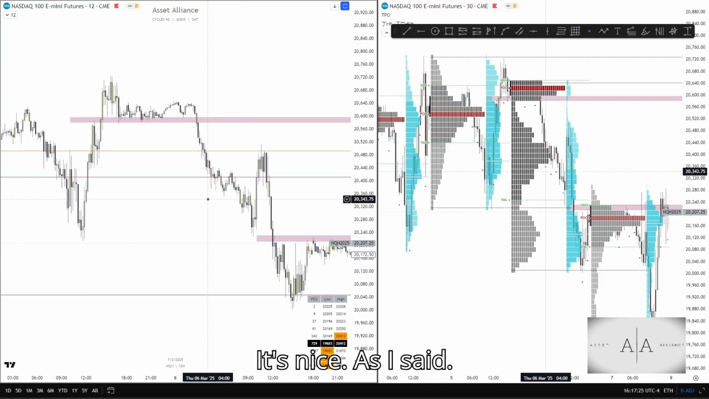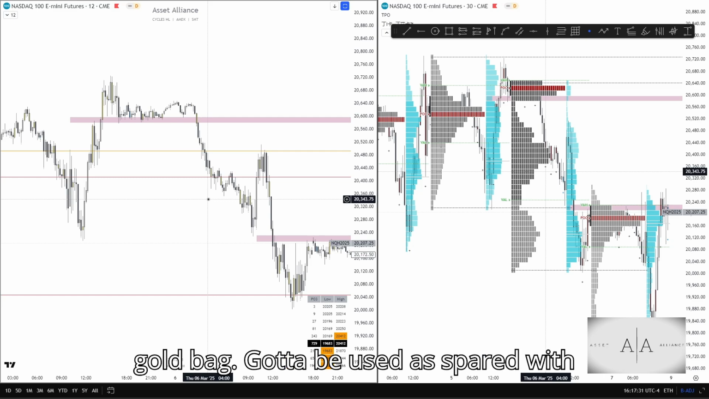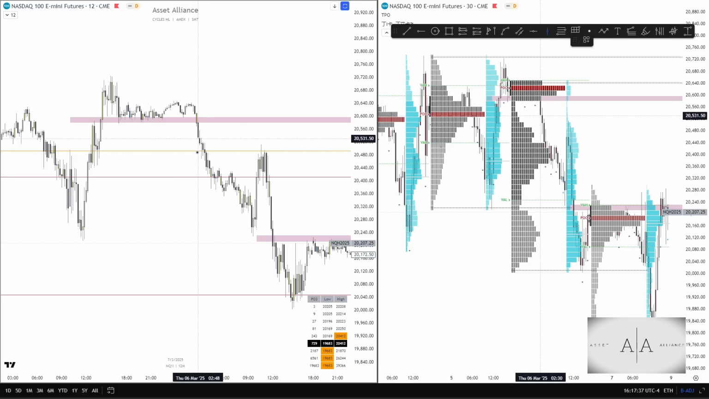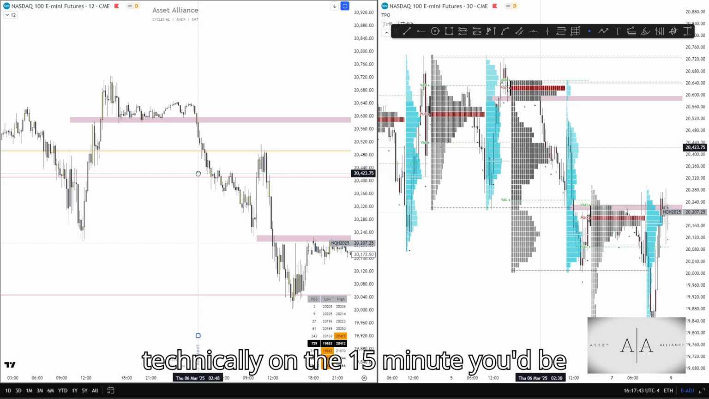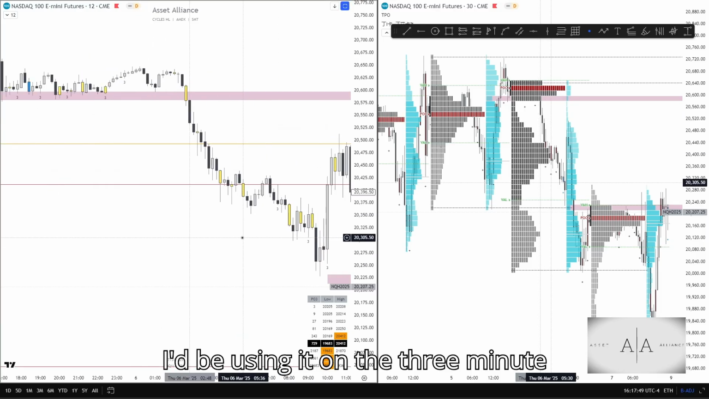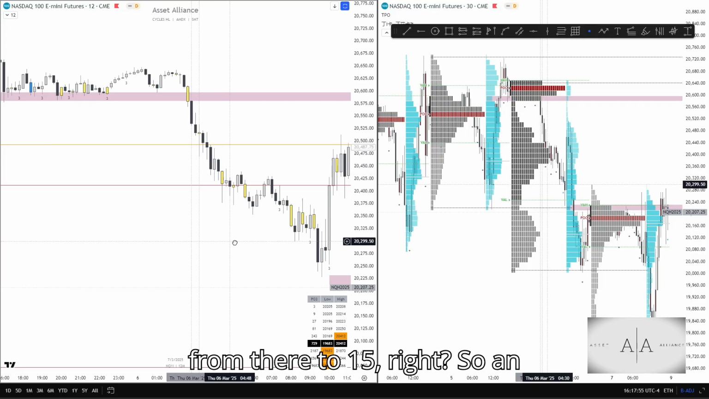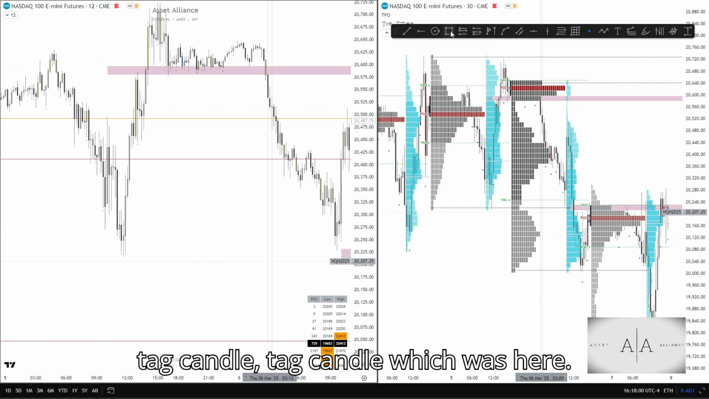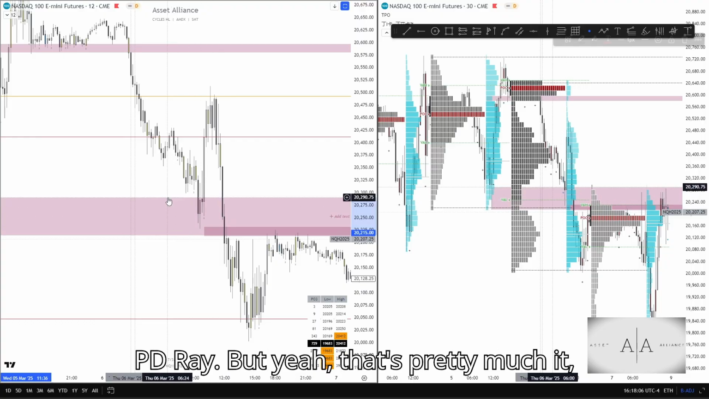It's nice. As I said, you've got to use this paired with a lot of other things. Use this paired with Goldbach, paired with time cycles, macros, 45 to 15. So here, let's see, our 45.15 would have been here, right? The candle right after it, but technically on the 15-minute you'd be seeing the 45.15. I'd be using it on the 3-minute personally, but your entry would have been from there to 15, right? So an entry here, but then lower prices, giving out into this BISI or into the previous tag candle, which was here. So this is your high probability PD array.